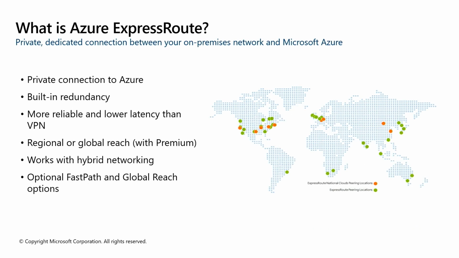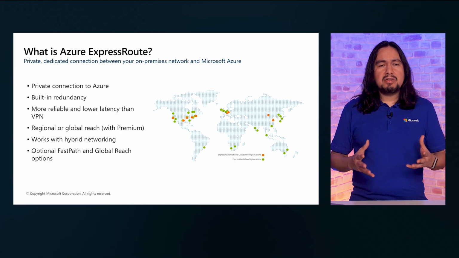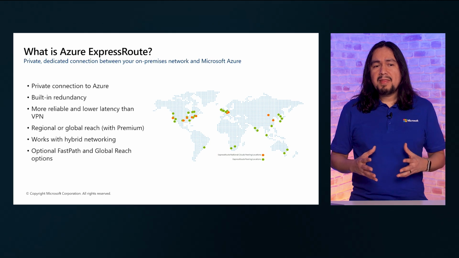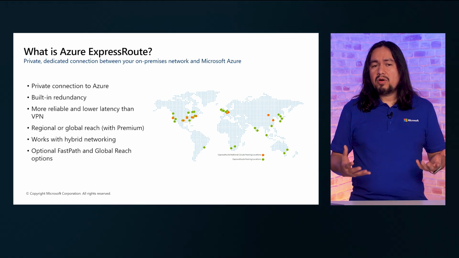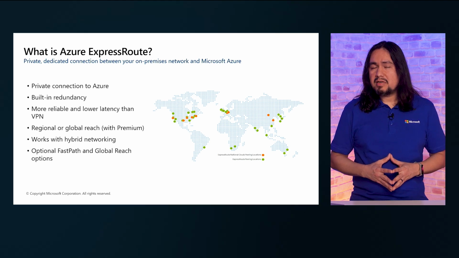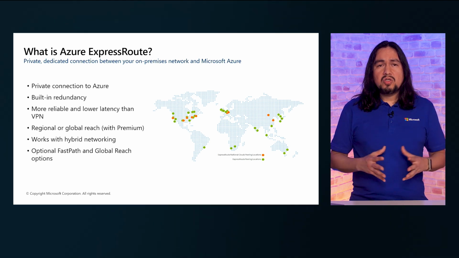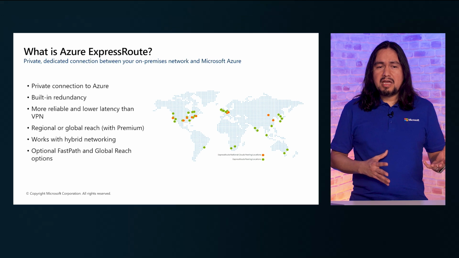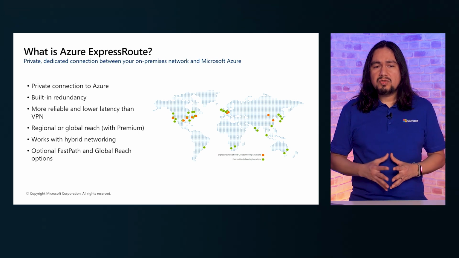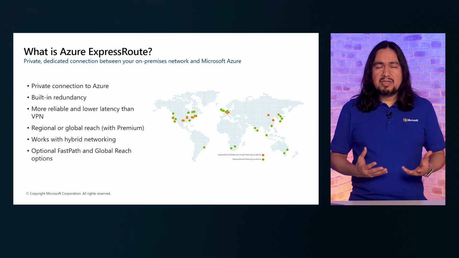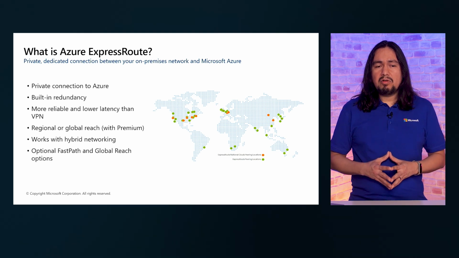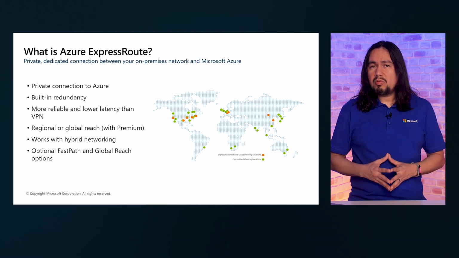Azure ExpressRoute is a private dedicated connection between your on-premises network and Microsoft Azure. It has built-in redundancy implemented on it, and it's more reliable and lower latency than a normal VPN site-to-site connection. You can choose to use a regional setting or maybe global reach through the premium SKU. Works like a hybrid networking solution. And you have other options that are available like fastpath or global reach.